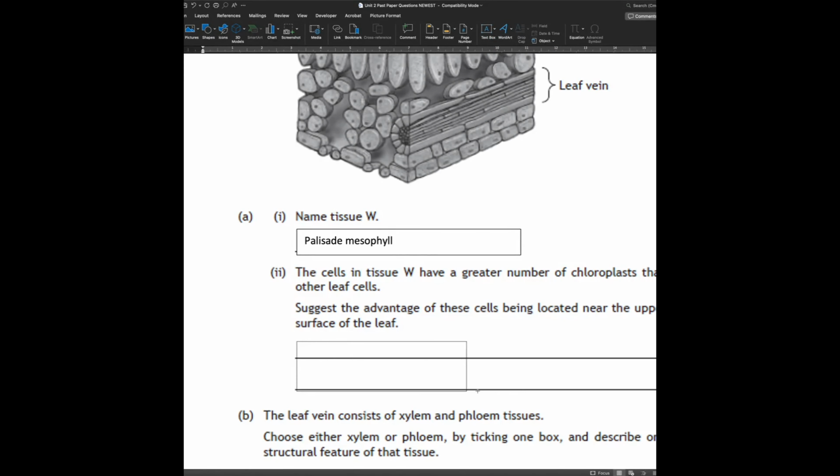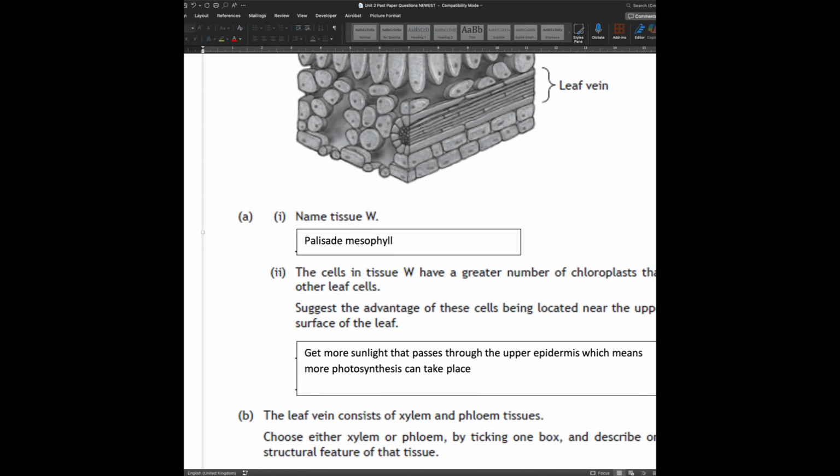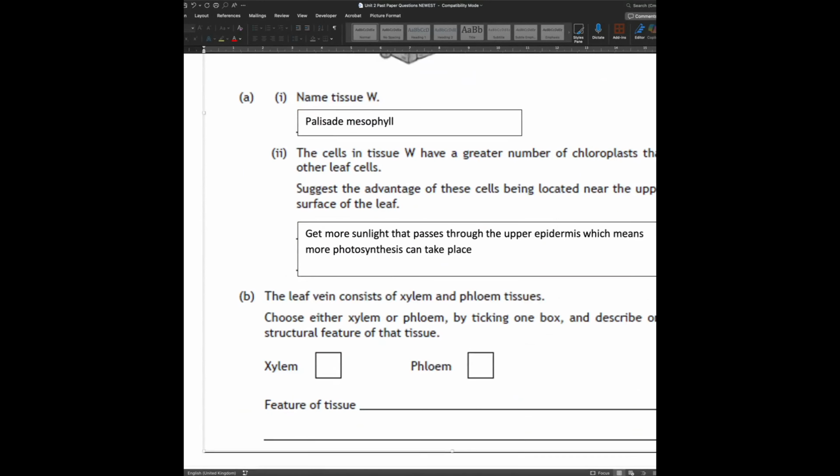So what's the advantage of having the palisade mesophyll near the upper surface of the leaf? What will they get more of? They are going to get more sunlight that passes through the upper epidermis. And why is that an advantage? Which means more photosynthesis can take place. So more sunlight means more photosynthesis. That's what we're looking for there for that particular question.